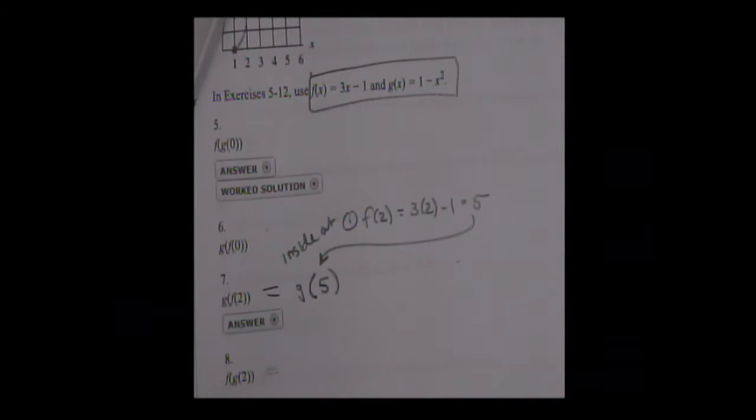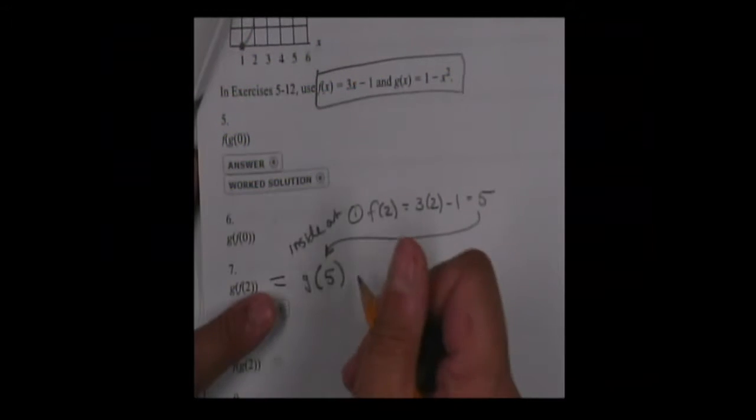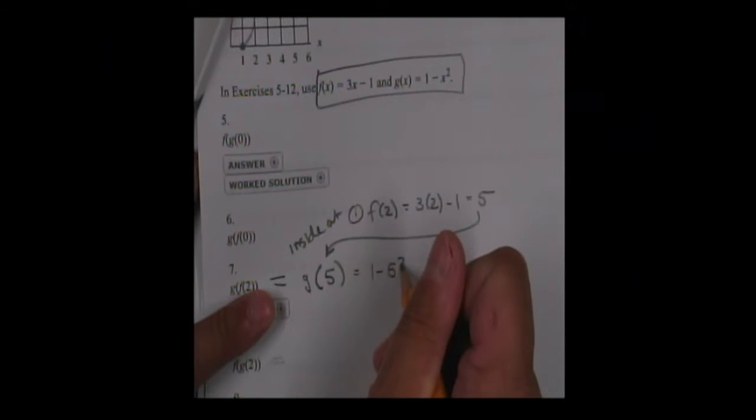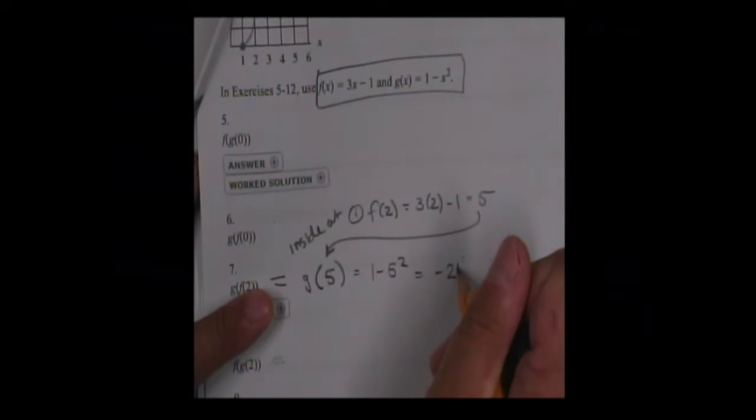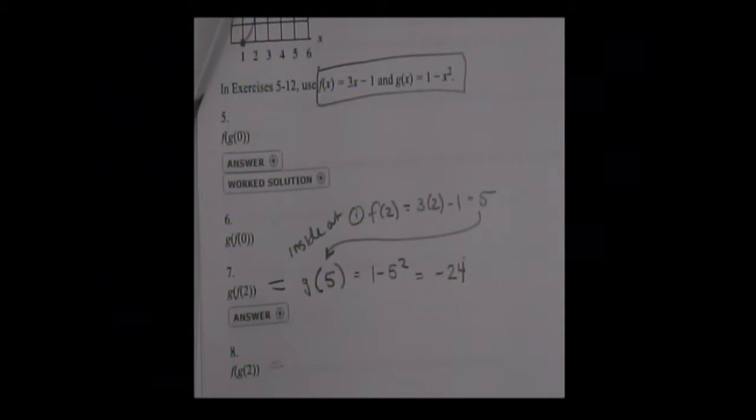And then I'm at a fairly easy situation because once I figure out what f at 2 is, I just need to do g at 5. That's going to be 1 minus 5 squared, which is negative 24. So again, with formulas, functions, you should be able to do the computation.